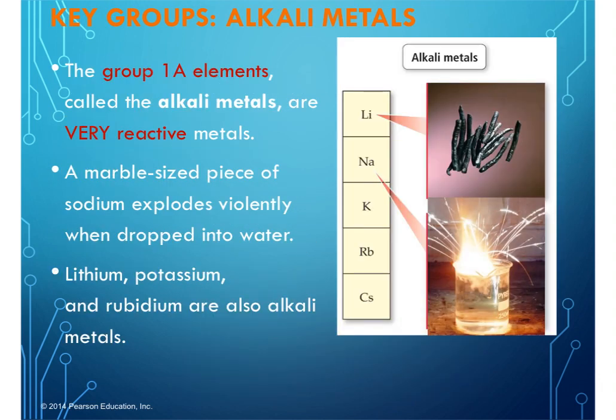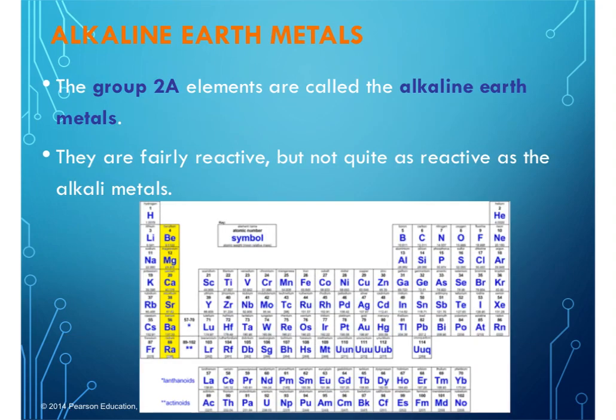Alrighty, some of the individual groups that you should be aware of by name. Group 1A, the very first group on the left of the periodic table, is called the alkali metals. They are the most reactive elements on the periodic table. Group 2A, the alkaline earth metals. These are really easy to mix up. They're very similar sounding names. They're somewhat reactive, not as much as the 1A elements.